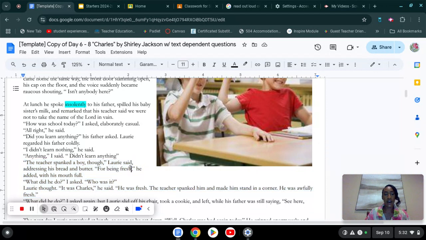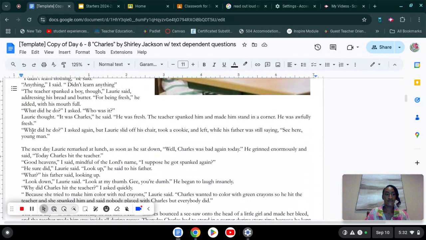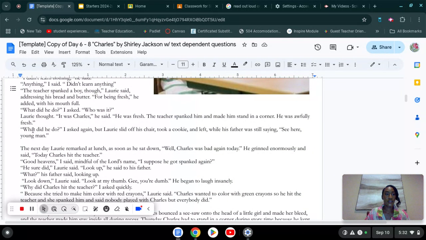So let's go to the bottom. "What did he do?" I asked again, but Laurie slid off his chair, took a cookie, and left while his father was still saying, "See here, young man." If Laurie was up in my house, he would have got his little butt tore up. Because number 1, when I'm talking to you, don't walk away from me. Number 2, you're not going to be disrespecting your father, being cold and insolent and rude. And number 3, you're not going to be slamming doors in my house. So Laurie and Charles both need their little booties whooped.